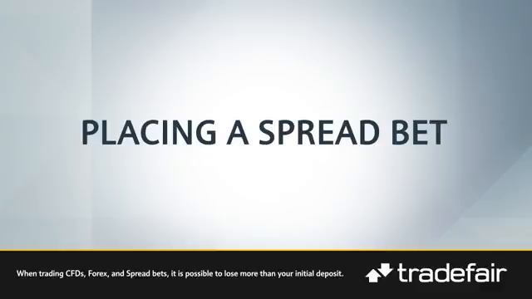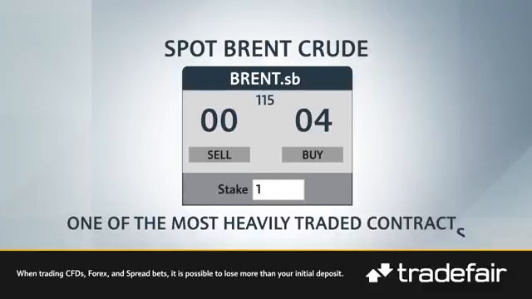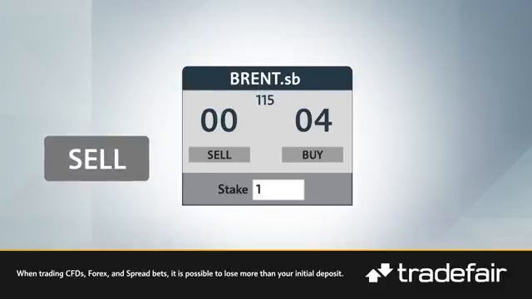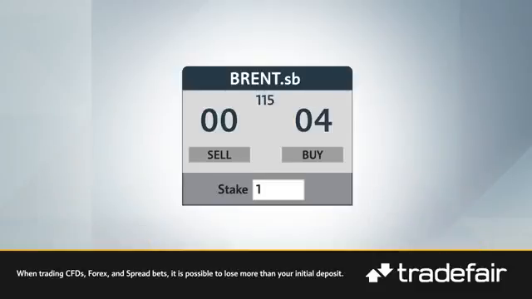Now, let's talk about how you would actually place a spread bet. Let's say you're interested in spread betting on oil and look at the quote for the spot Brent crude, one of the most heavily traded contracts on oil. Let's say Brent crude is at a bid price of 11500 and an ask price of 11504, and you believe that it is due to rise. You buy at 11504 with a stake of £1 per point.